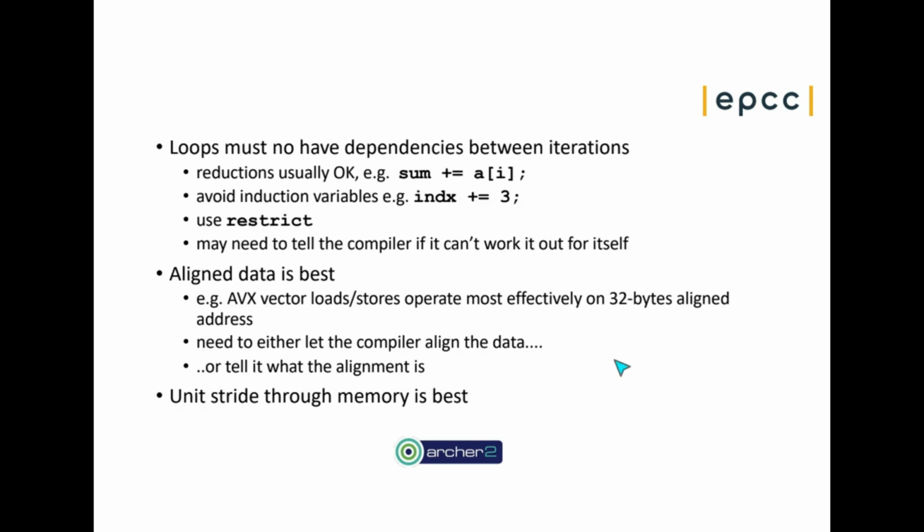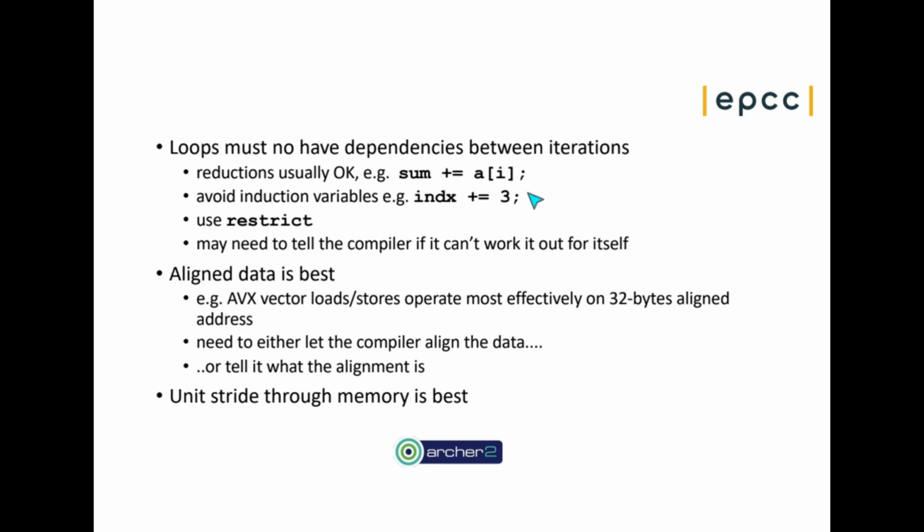What else? Loops must have no dependencies between iterations. Reductions are usually okay. Formally, if you have something that's forming a reduction into a scalar inside a loop, then that's a dependency, because the value of the sum on this iteration depends on the value in the previous iteration. But compilers can generally recognize that pattern and deal with it.